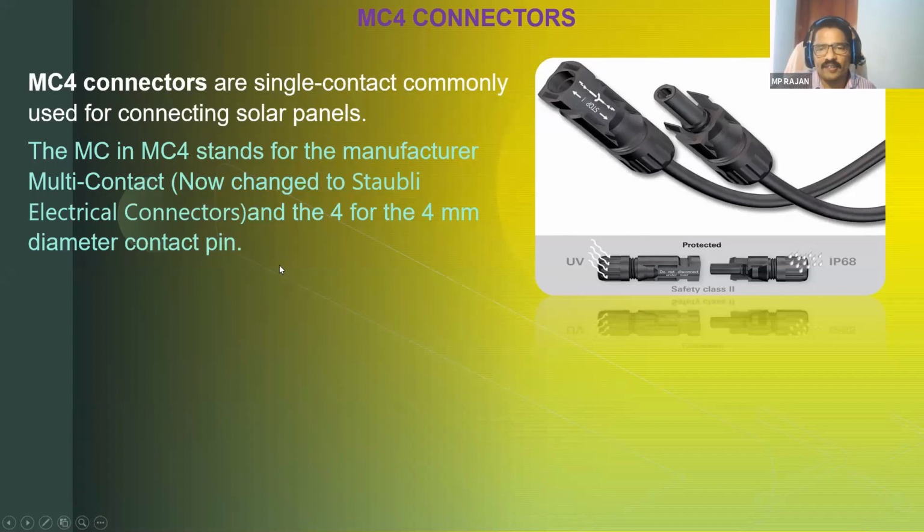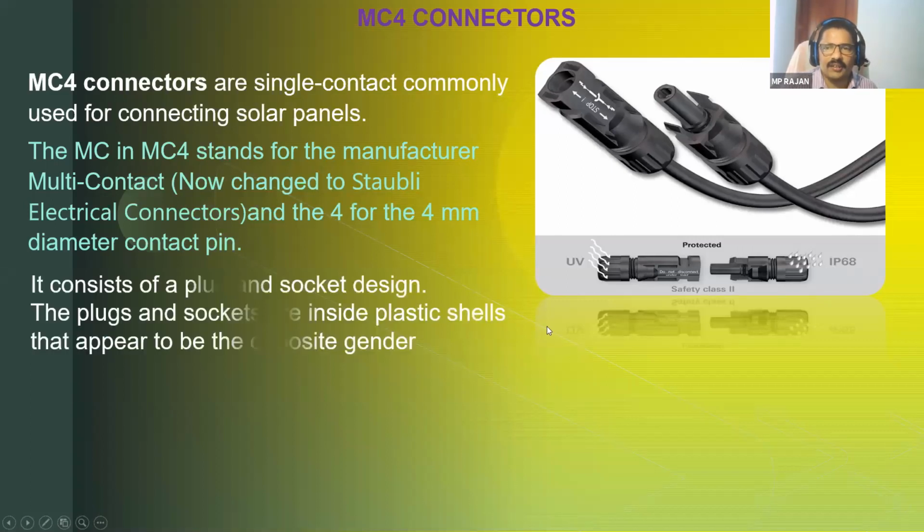If you want to extend the DC cable, you can use the MC4 connector. This is a very special type of connector. It is exposed to the atmosphere, so it should be made of UV (ultraviolet) resistant material, and water resistant. IP68 indicates the grade in respect of the water resistance.